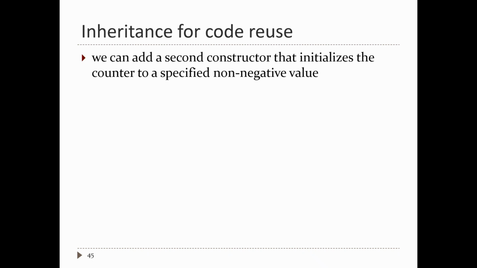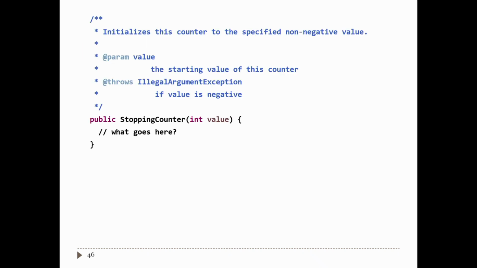All right, so if you want to add other constructors, go ahead and add other constructors. For example, you might want to add a constructor that initializes the counter to some specified non-negative value. So initialize a stopping counter so that its starting value is 10, for example. No problem. Stick in a constructor, stick in your starting value here. And now what goes here? Well, this is a constructor, so you have to call a constructor on the first line.